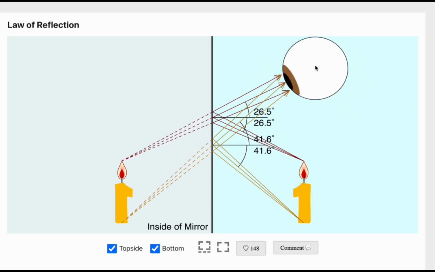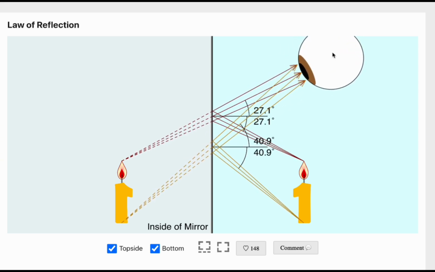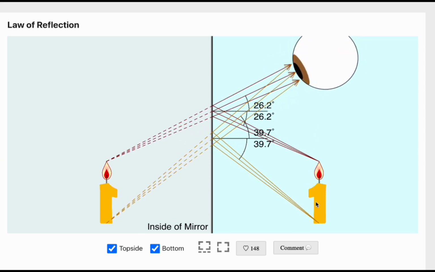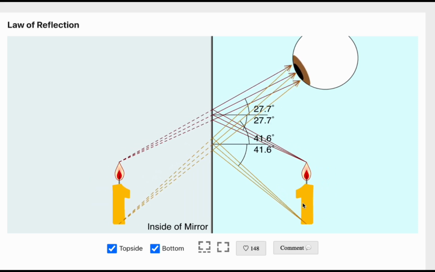That's why you can see your face in a mirror. Light from you hits the mirror and reflects back to your eyes. So whenever you look in a mirror, you're watching reflection in action. Light bouncing back perfectly.